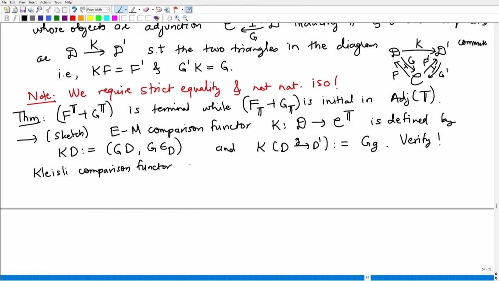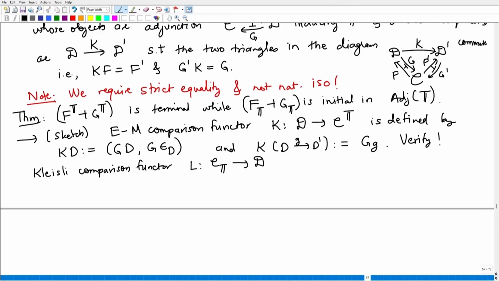C lower T, correct. So L from C lower T and 2D. That is what we have to define. So what do you have to verify? Like for the EM comparison functor, you need to verify that this is indeed a morphism and this is the only morphism. There can't be any other morphism because it's a terminal object. So existence and uniqueness. We are giving existence, you verify uniqueness. And the Kleisli comparison functor also we are trying to give existence.